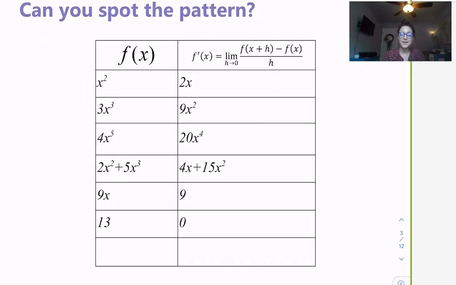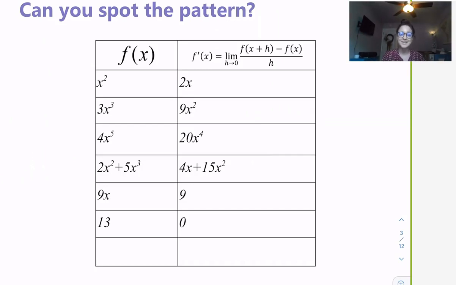Alrighty, so I have some functions here on the left as well as their derivatives on the right-hand side. I'm going to ask you to pause your screen again and see if you can spot the pattern, how to go from f of x to f prime of x, given that f is some kind of power function, so x to some power. Take however much time you want, and see if you can spot the pattern here.